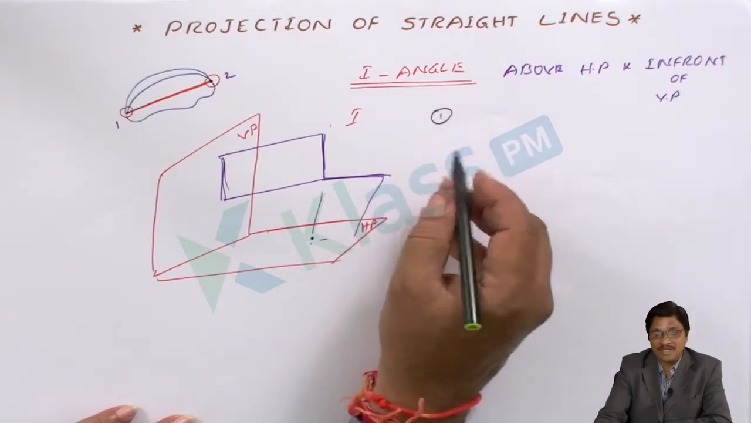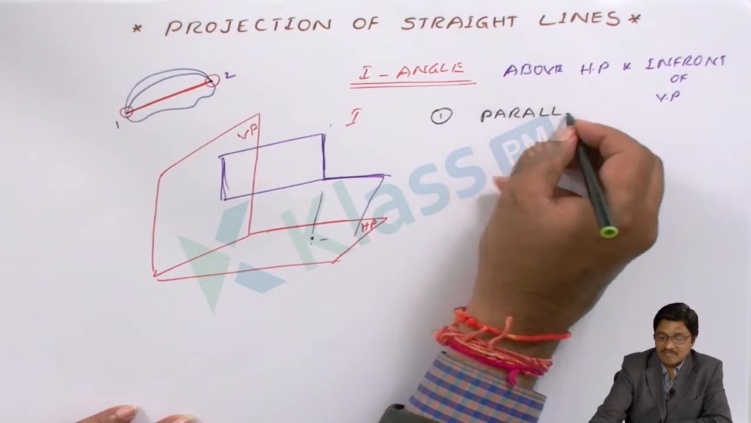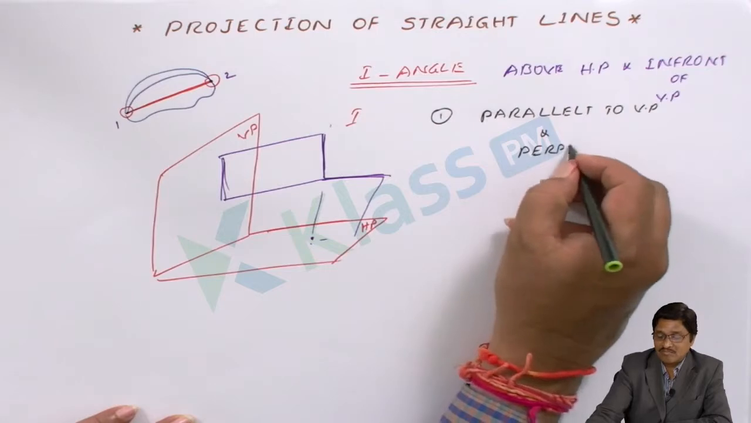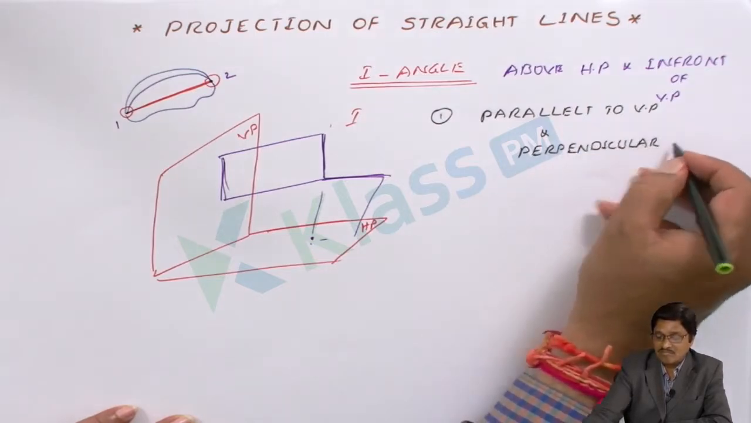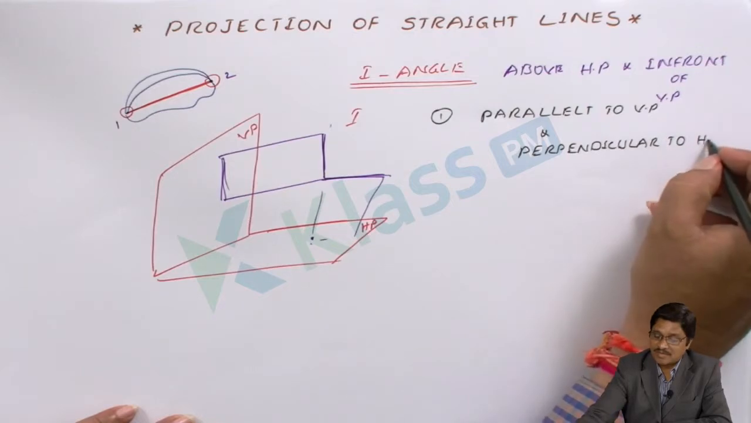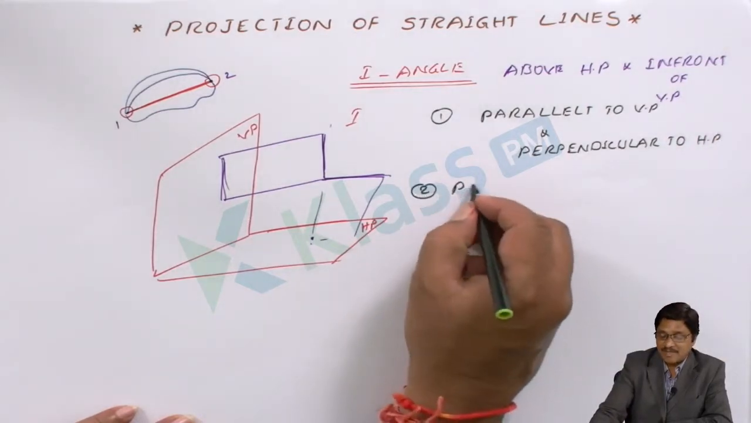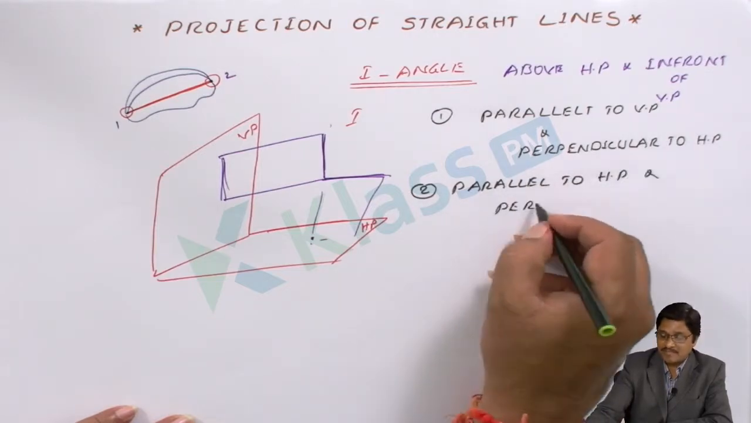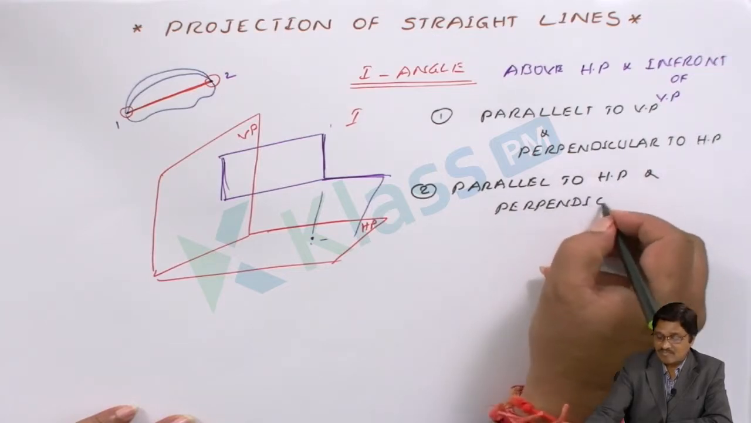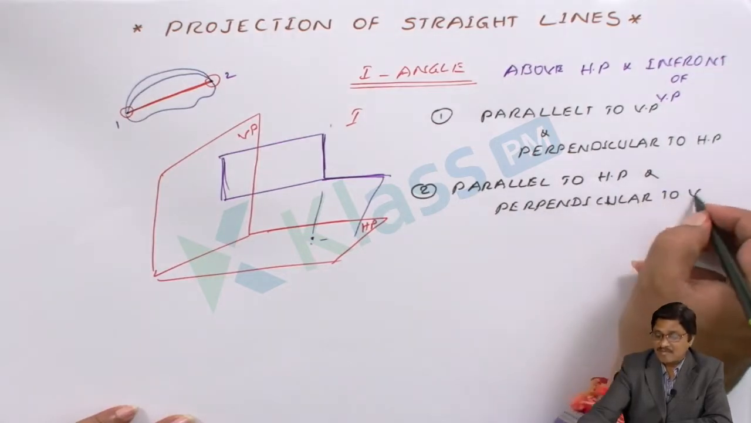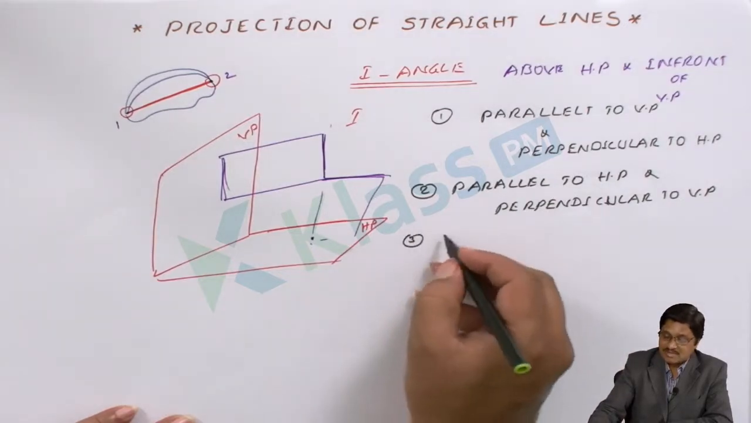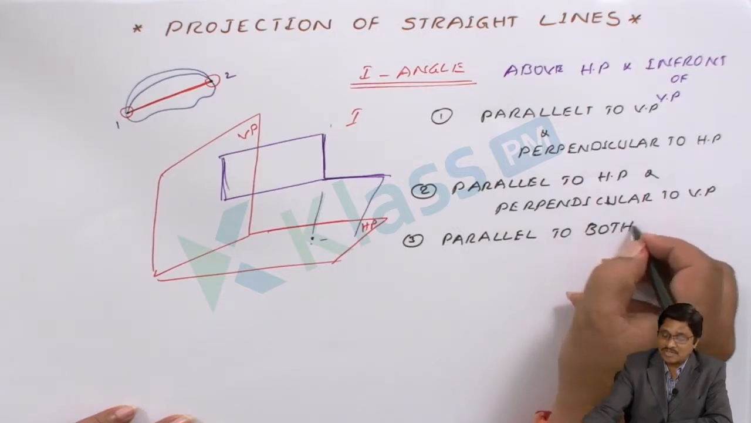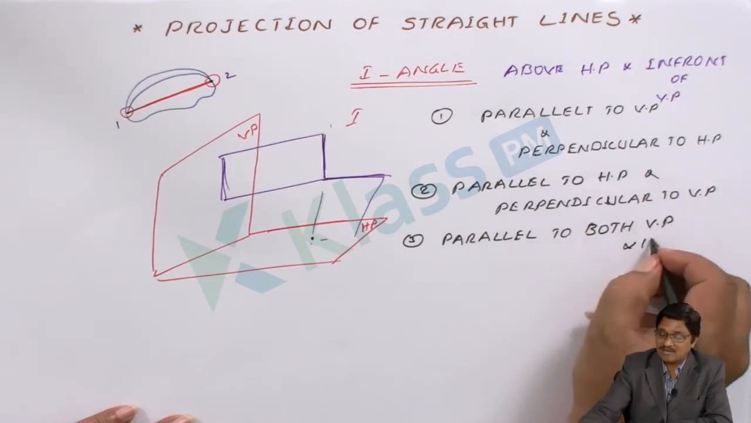The first one, you may keep it parallel to the vertical plane and perpendicular to the horizontal plane. In the second position, it may be parallel to the horizontal plane and perpendicular to the vertical plane. In the third case, parallel to both the vertical plane and the horizontal plane.